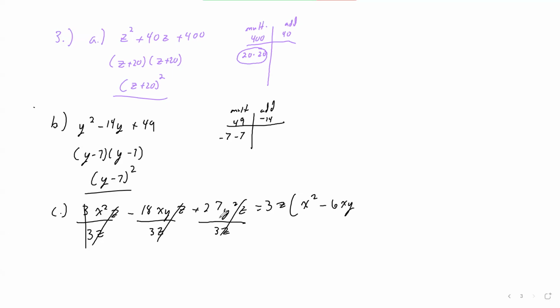The z's go away. 27 divided by 3 is positive 9y squared. All right, so not really paying attention to the letters, but we can still pay attention to the numbers for right now. Still want to find two numbers that multiply to 9, but add up to negative 6, and that would be negative 3 and negative 3.